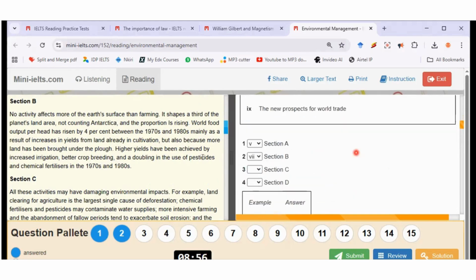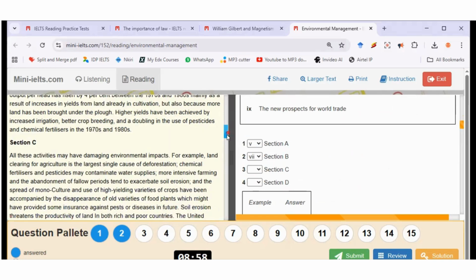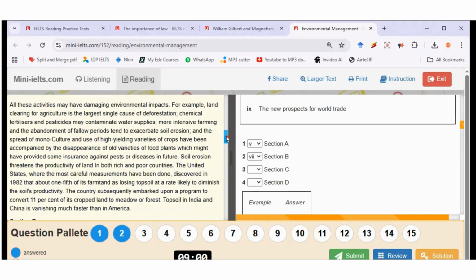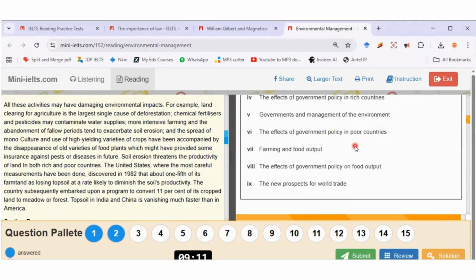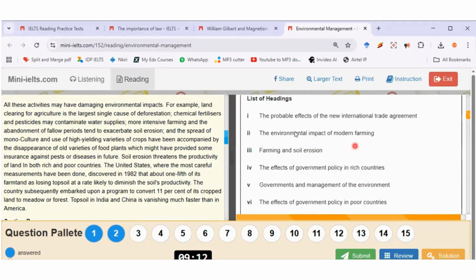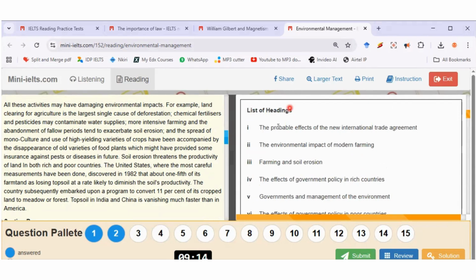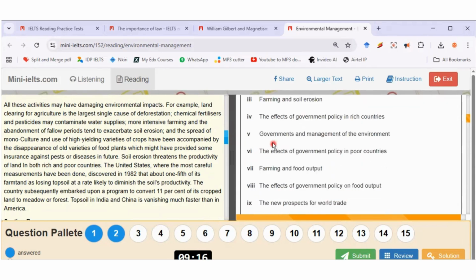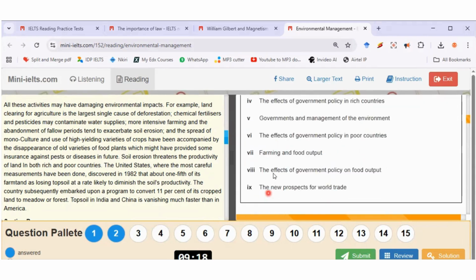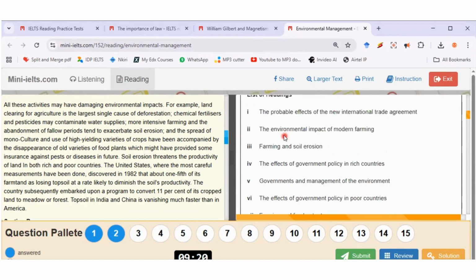Now I want to read section C. I want you to follow closely and see as I do it. You need to read the section, understand the information that is there, and then look at the list of headings here, 1, 2, 3, 4, 5, 6, all the way to number 9. Pick the appropriate heading for it. That's what we are doing.